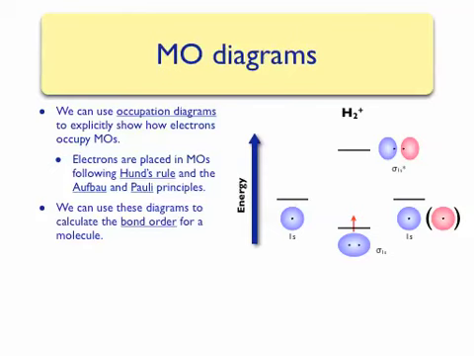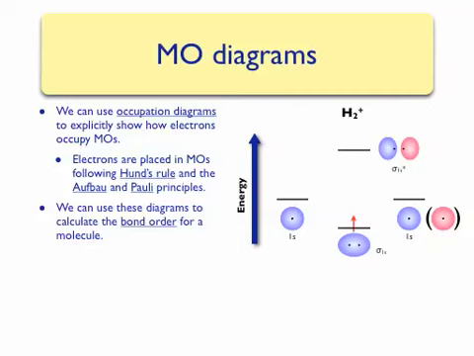We can also use these diagrams to calculate the bond order for a molecule. We learned about bond order in Chapter 9, which tells us the number of shared electrons in a Lewis structure. Calculating bond order in molecular orbital diagrams allows us to create a correspondence between our Lewis structures and our molecular orbital descriptions.